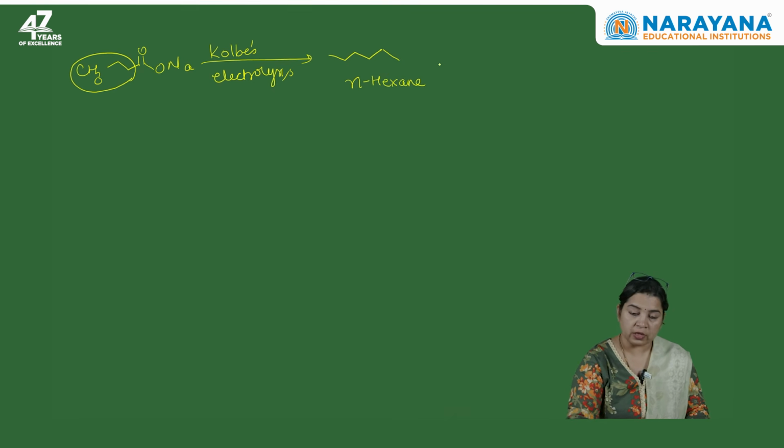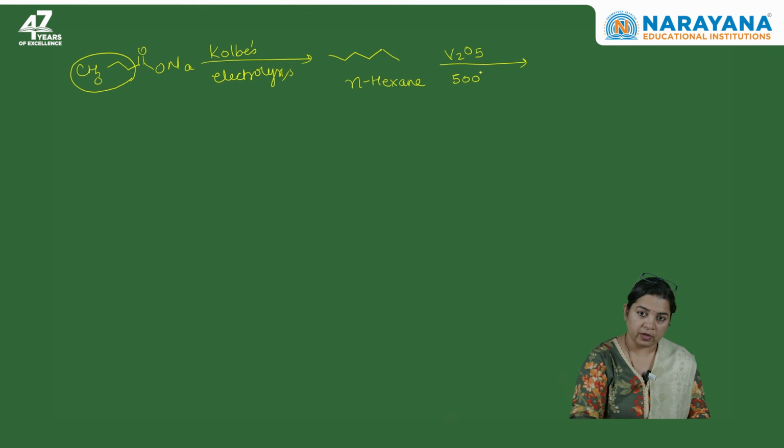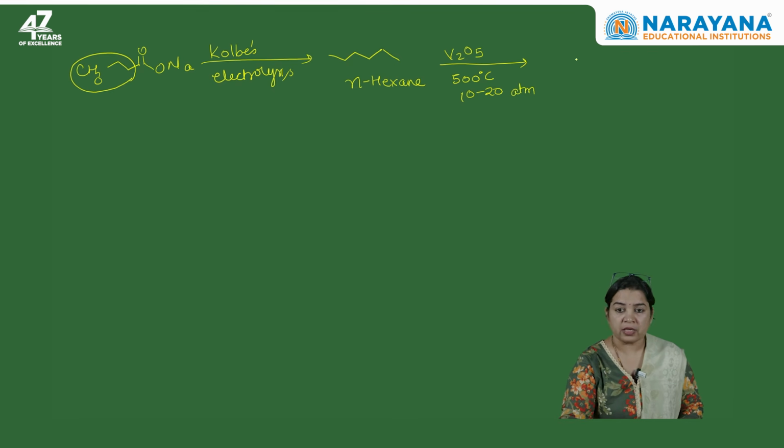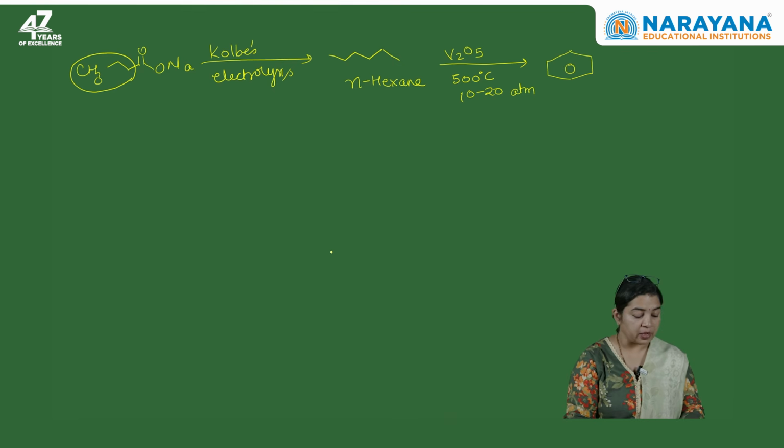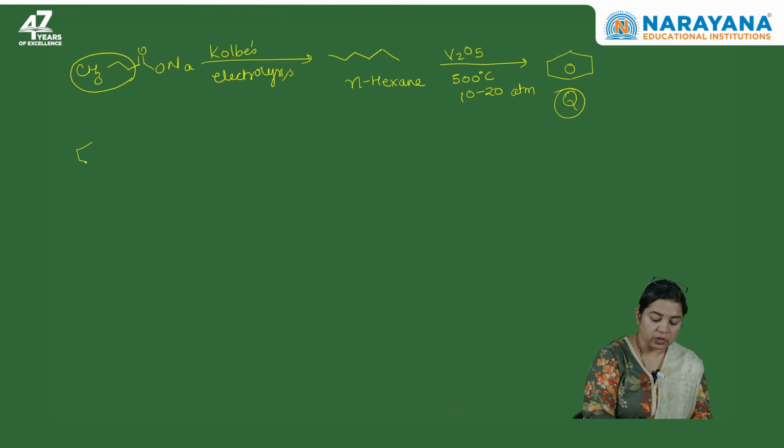Step 2 is V2O5 at 500 degrees centigrade and 10 to 20 atmospheric pressure. Now this pressure is sufficient to cause aromatization. This is aromatization of alkanes and the product is benzene. So Q is formed. We have got the Q.